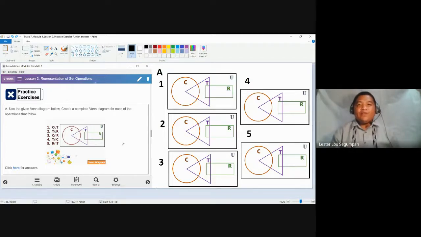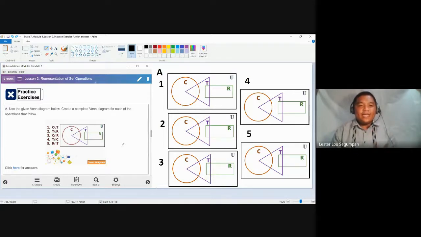Shading or filling in with a color. So number one talks about the union of C and T. By the way, we use letters C, T, and R here to differentiate them carefully, properly. C meaning it's the set of the circular figure. T is the set of the triangular figure, and R is the set of the rectangular figure. For your reference, para mas madali at masabtan.